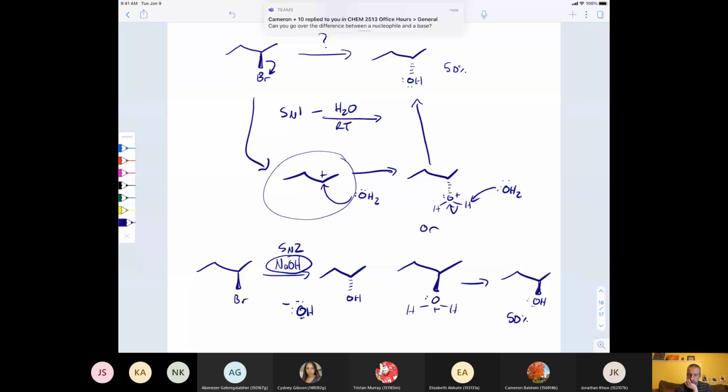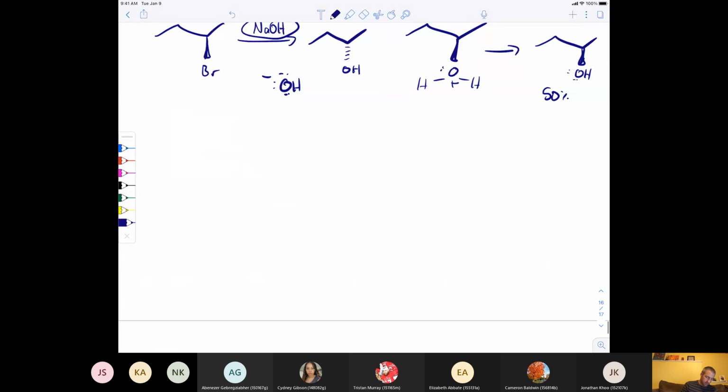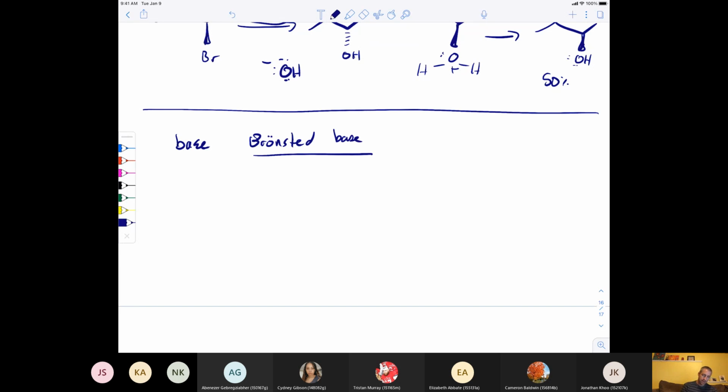Can you go over the difference between a nucleophile and a base? Yes. When we say base, we mean Bronsted base. A Bronsted base is something that accepts protons. I know Lewis base has a different definition, but we don't mean that. We mean accepts protons.